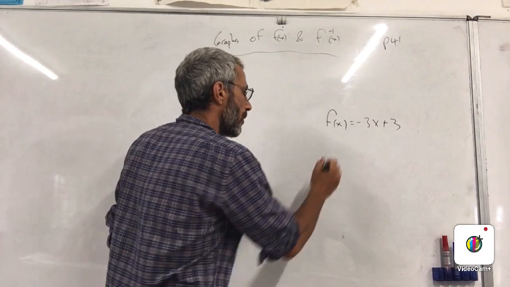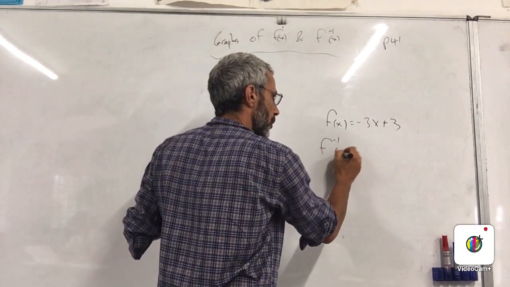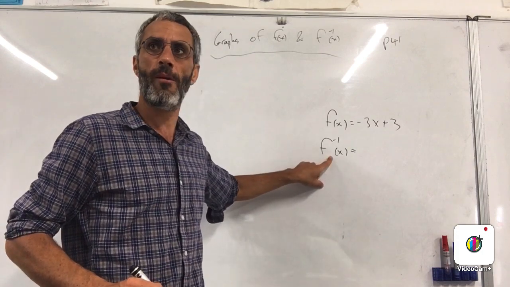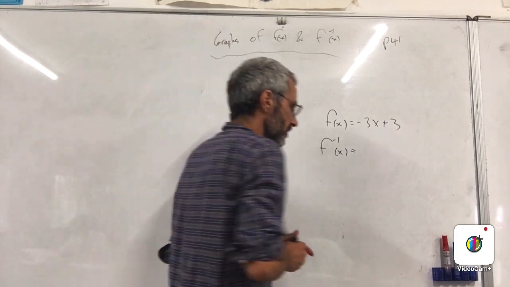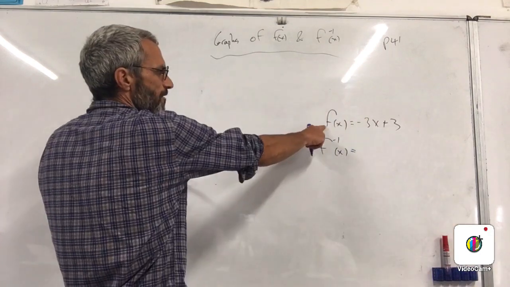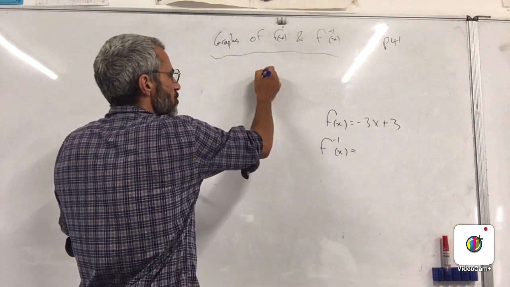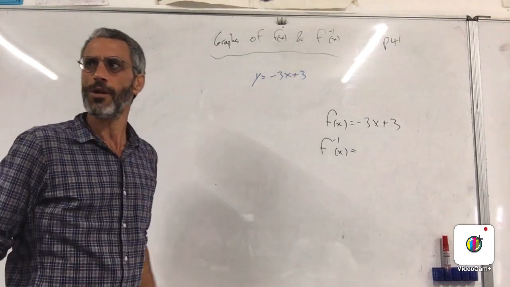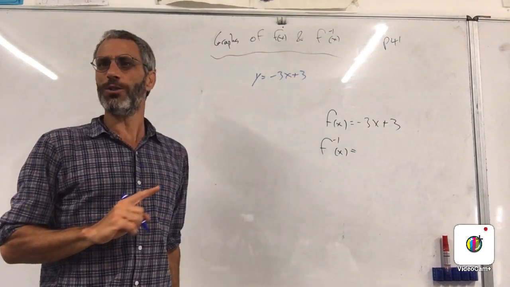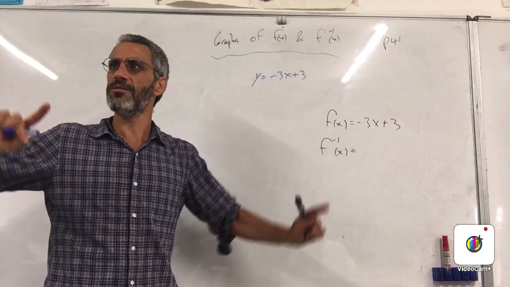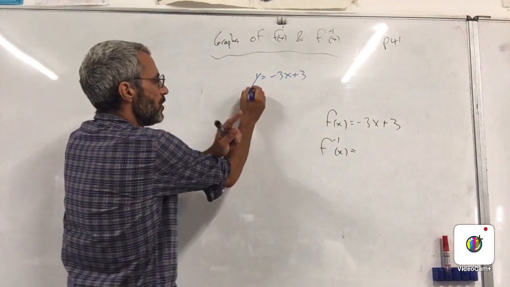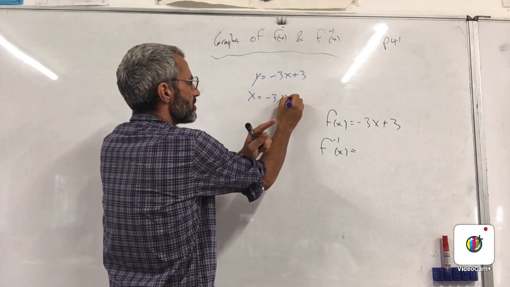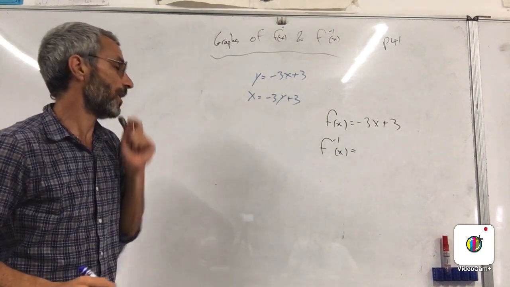First of all, I'll quickly find the inverse function, because we spent the whole last lesson doing it. Your first step, if you remember, whenever it's written as f of x, just write it in terms of y. So y equals minus 3x plus 3. We called that step 0. Step 1 was swap them: wherever we have x, we write y, and wherever we have y, we write x.